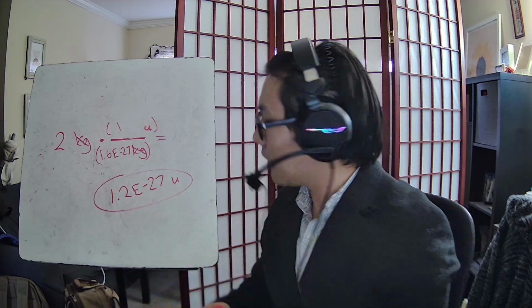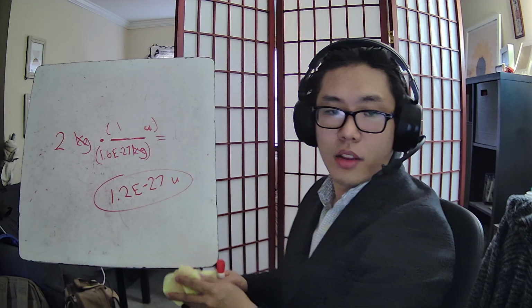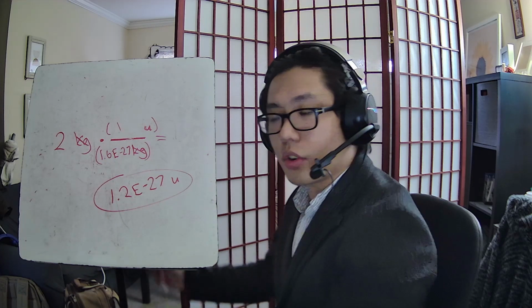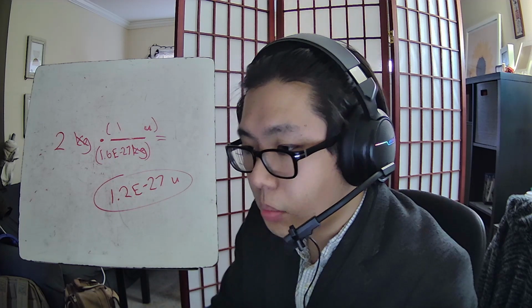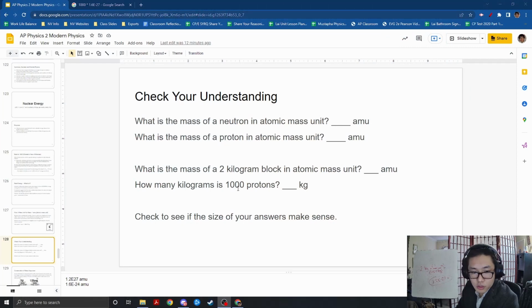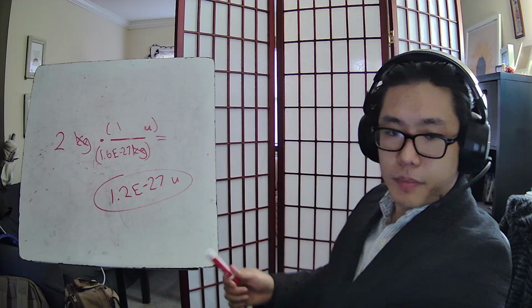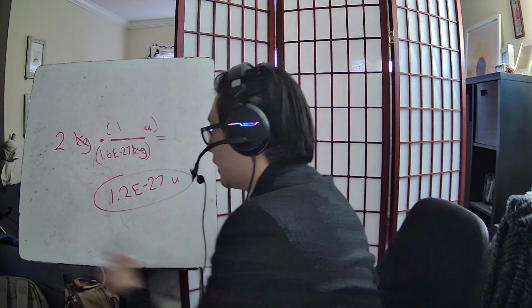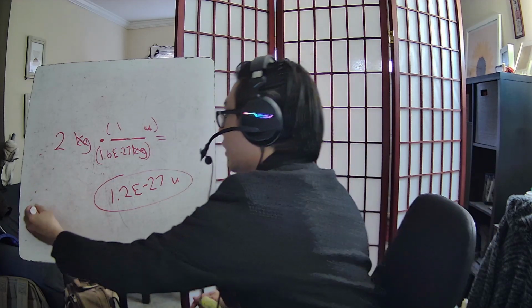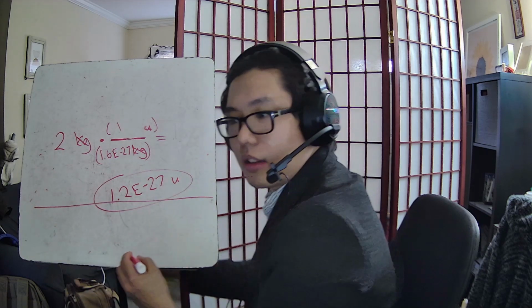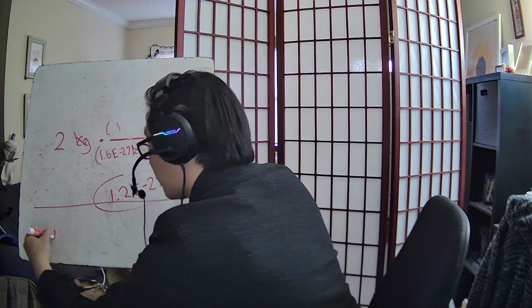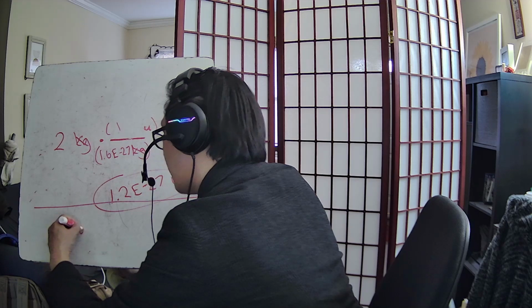So let's say if we wanted to go from atomic mass units to kilograms, that would be the next problem, the problem that you see right over here. All right, so what about 1,000 protons? How many kilograms would 1,000 protons be? So 1,000 protons, I guess I'm gonna try doing it down here. Let's hope it fits. So 1,000 protons is 1,000 atomic mass units.